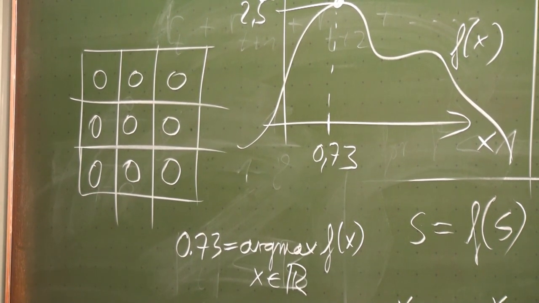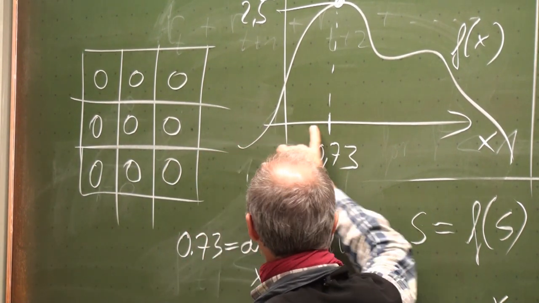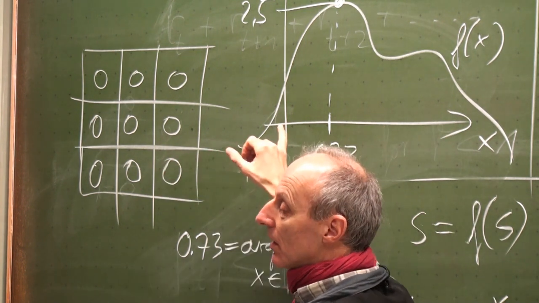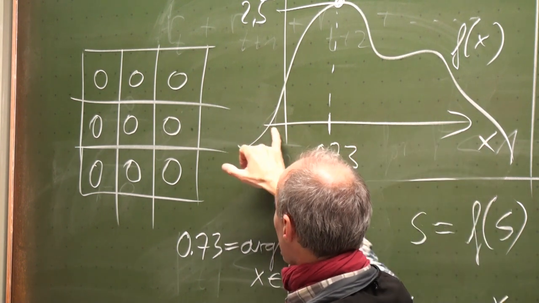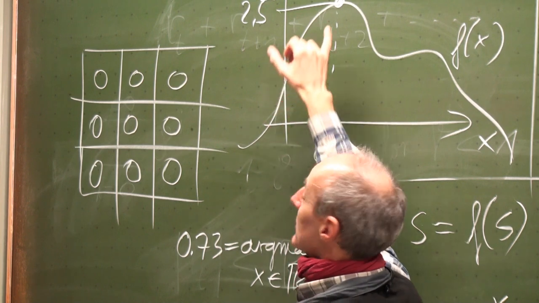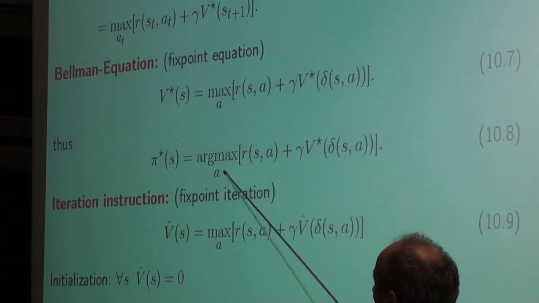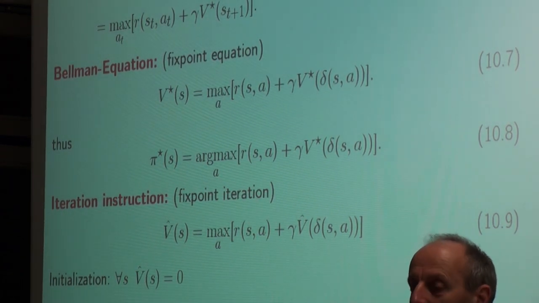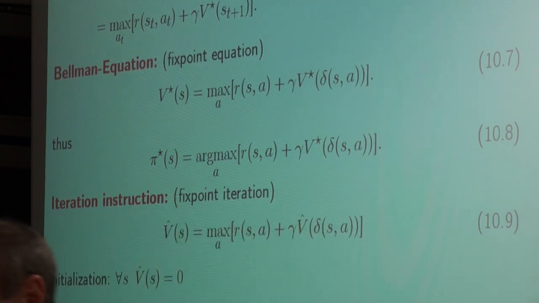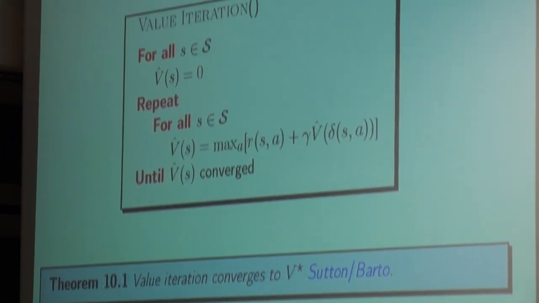So the argument, that's the variable that varies. This x, we are looking for an x that maximizes our function. And here we are looking for an action that maximizes the value function. And that's why argmax is the action that maximizes this term. Okay, and here we have the value iteration algorithm.